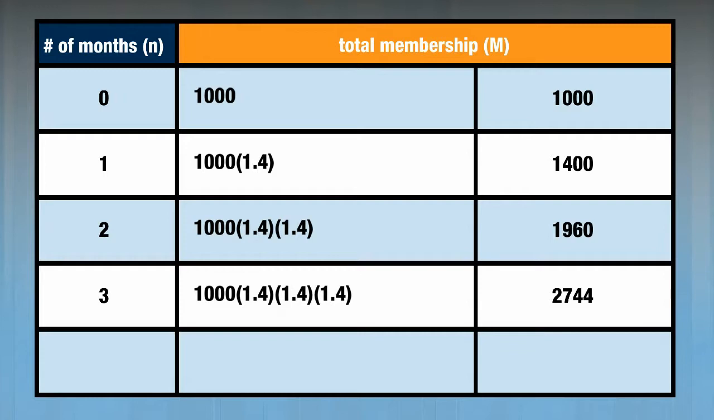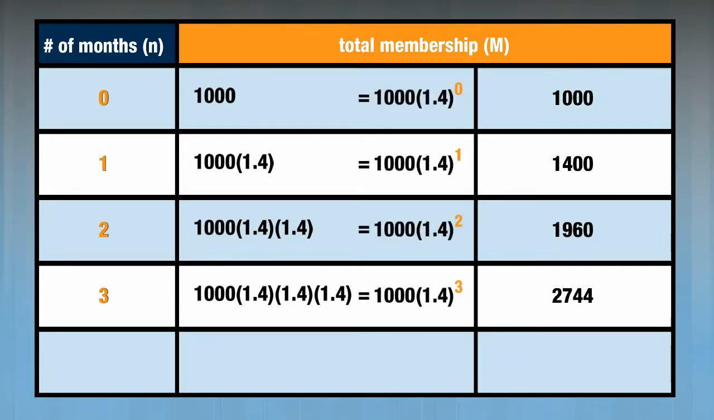Look at the calculations through the third month. Do you see a pattern? Notice we repeatedly multiplied by the growth factor. Great! We can use exponents to help us quickly calculate the predicted membership for any month. The exponent corresponds to the number of months. So, to calculate the membership by the end of month N, we take 1,000 times 1 and 4/10 to the N.